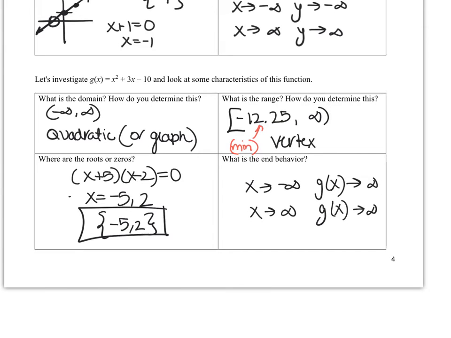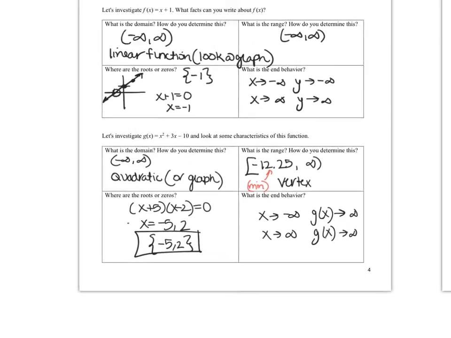Quadratic domain is always all real numbers. The range is always going to change based on the vertex, whether it's a minimum or a maximum as well. So that's the y value of your vertex. The roots, we've been doing that for a while now. Solve that by factoring. You could have graphed it too and looked at it. And then end behavior, since it's quadratic with a positive leading coefficient, we know both ends need to be approaching infinity.